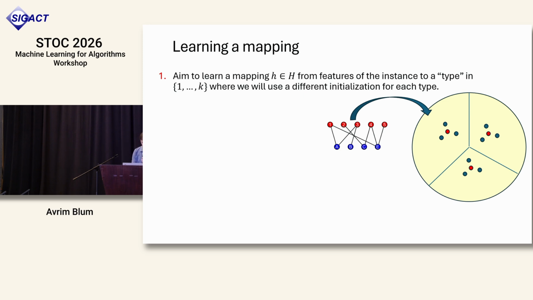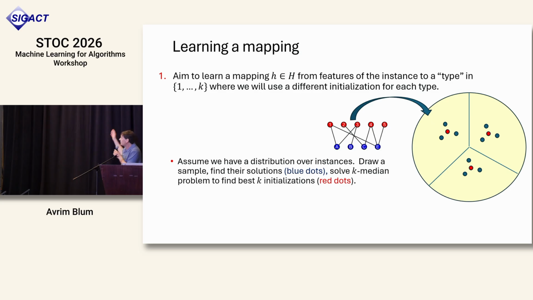Let's assume we have a distribution over problem instances. One thing we can do is draw a sample of them. Great. We can find their solutions. Those are blue dots. The blue dots are the solutions to the sample of instances that we've drawn, our training set. We could solve the k-median problem, or approximately solve it, to find the k best initializations. Those are the red dots.